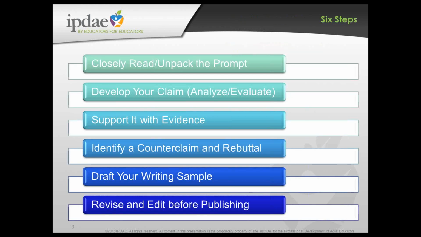So we're going to talk about really 6 steps that you can implement in your classroom. And those steps are that we need to teach students how to closely read or unpack prompts. We need to teach them how to analyze and evaluate so they can develop their claim. We need to teach students how to find the evidence, how to find valid, effective evidence. And then, of course, to identify that counterclaim and rebuttal. But it's not done yet. They then have to be able to draft their writing sample and, of course, revise and edit it before publishing. So, Susan, let's take a look at that first step.